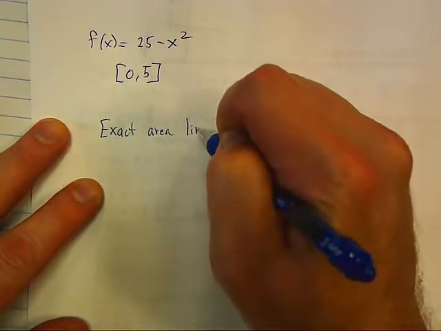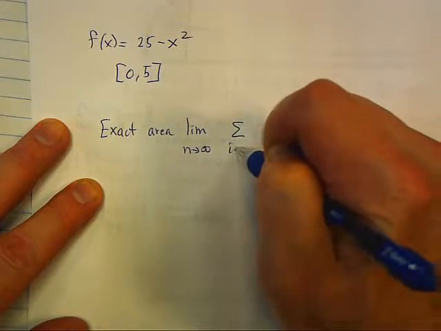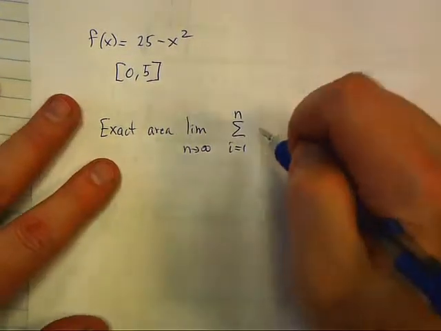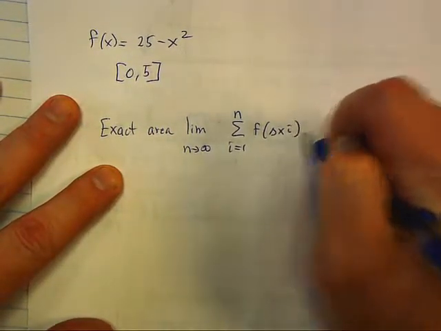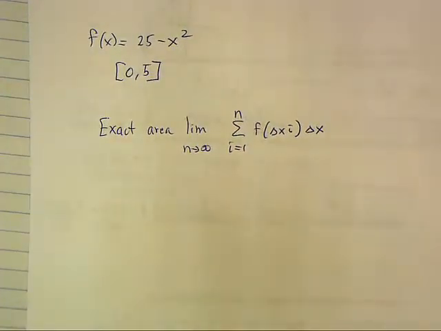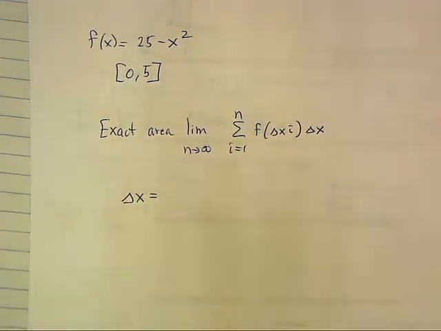is the limit as n goes to infinity, the sum from I equals 1 to n, and now you have a choice. Do you want to use the right rule or the left rule? Right rule. That's the right answer. F of delta x I delta x. All right. So first thing we need to do is we need to find delta x. What's delta x?